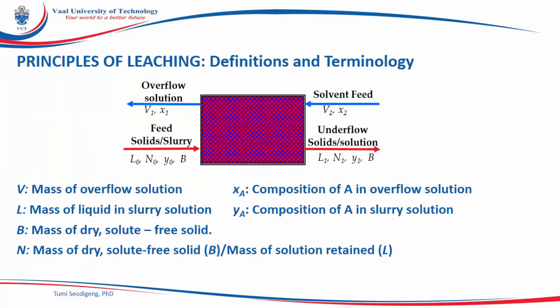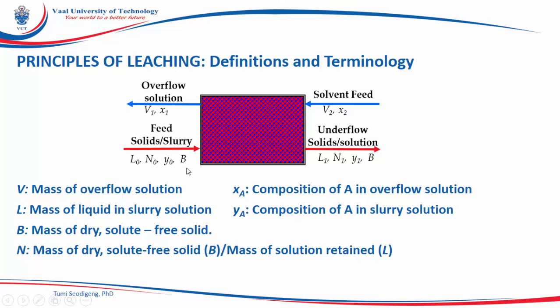Let us look at the principles of leaching, starting first with definitions and some terminology. The solution phase sometimes is called the overflow or the extract. The solid phase plus its entrained or occluded solution is called the underflow or the raffinate. Considering a system with solute A in a solid represented as B to be extracted using solvent C, in most application cases, the concentration of the solute A in the solvent or overflow or extract stream is denoted by X, while that of solute in the solution in the solid or slurry and underflow streams is denoted by Y, as indicated in the figure below.